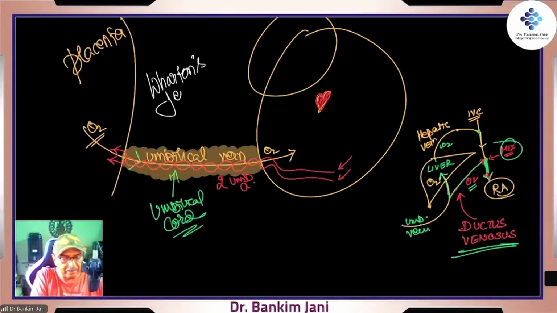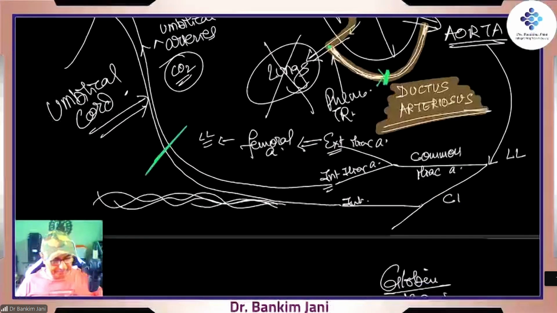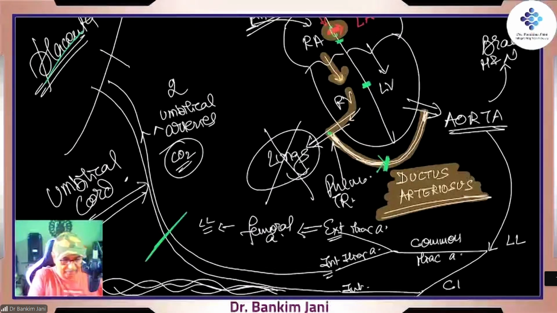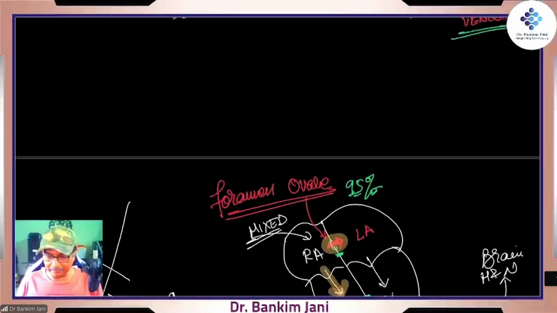Wharton's jelly. And this whole package is called the umbilical cord. So this umbilical vein and the one which we drew over here, this part, right? They are the same. This whole thing is the umbilical cord. So no confusion: umbilical cord, Wharton's jelly, one umbilical vein and two umbilical arteries. That is what we are doing.